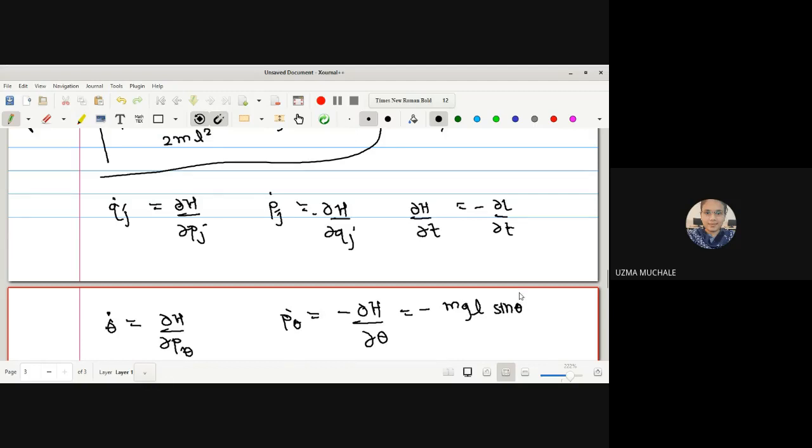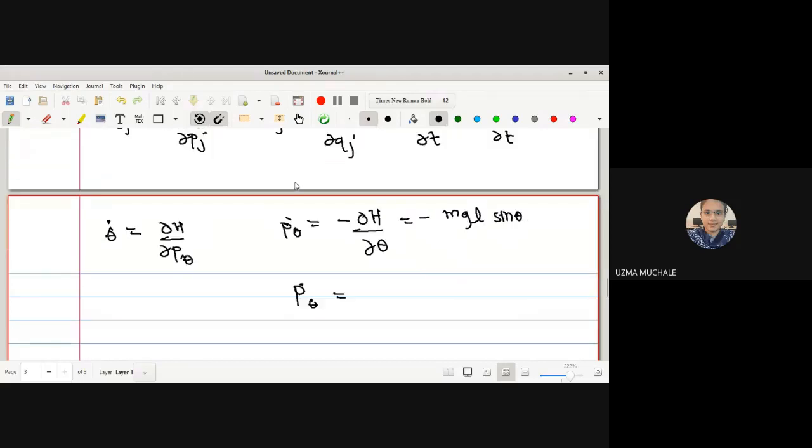Okay, the next term is we have to find out the value of theta dot. So p theta dot is minus m g l sin theta. We have already found the value of theta dot, if you remember.